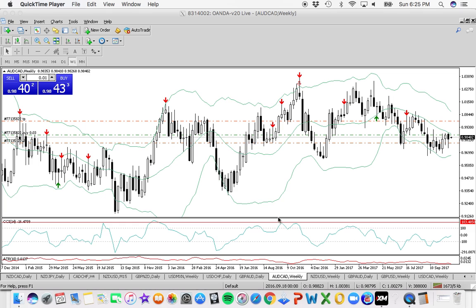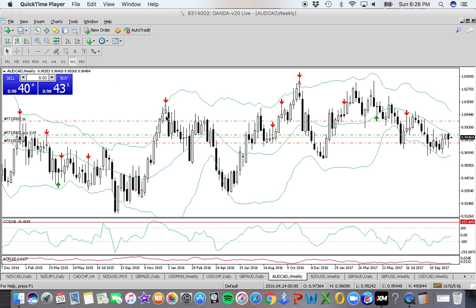So we get a lot of pin bars. This is a weekly chart. We get a lot of pin bars, a lot of pin bars that either break bands or touch bands. You get a lot of good signals. But what I want to show is sometimes you'll get a pin bar.